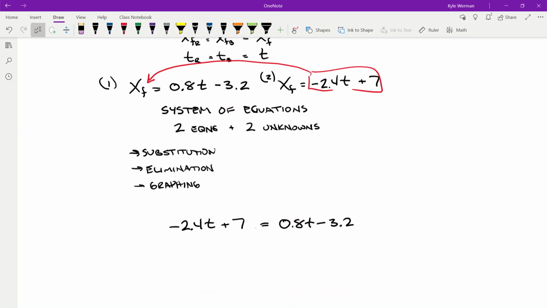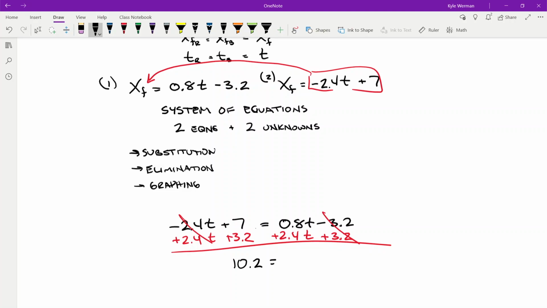All right, so now let's just do a little bit of math here. Let's get t's on one side. So I'm going to add 2.4t to both sides. And let's get the other ones. That's getting rid of that. And let's also add 3.2 to the other side. I'm just doing two steps at once, right? And I end up with a new equation that says 10.2 is equal to 3.2t. And to solve for time, I would now divide both sides by 3.2. And that would give me a time for the collision.